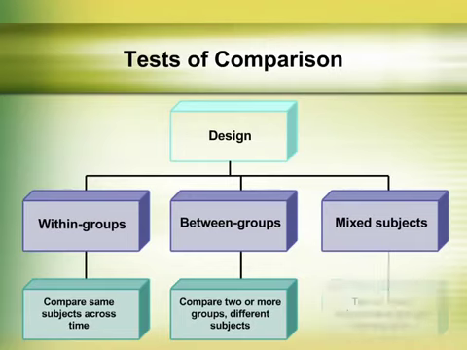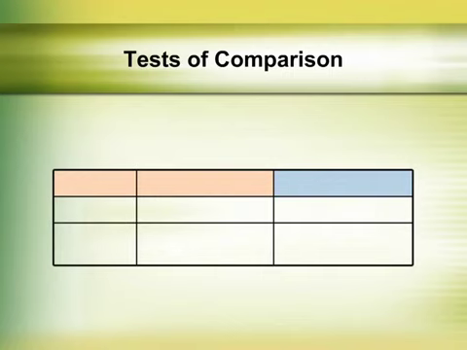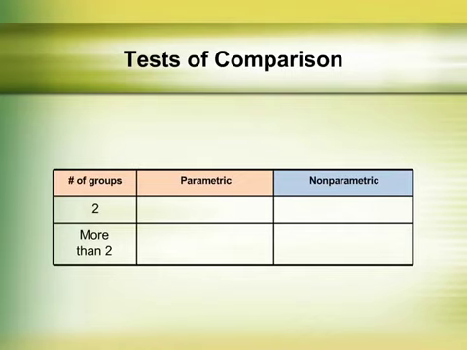In a mixed subjects design, the researcher is testing for significant differences between two or more independent groups while subjecting them to repeated measures. Choosing a statistical test to compare groups depends on the number of groups, whether the data are nominal, ordinal, or interval, and whether the data meet the assumptions for parametric tests. Non-parametric tests are typically used with nominal and ordinal data, while parametric tests use interval and ratio level data.